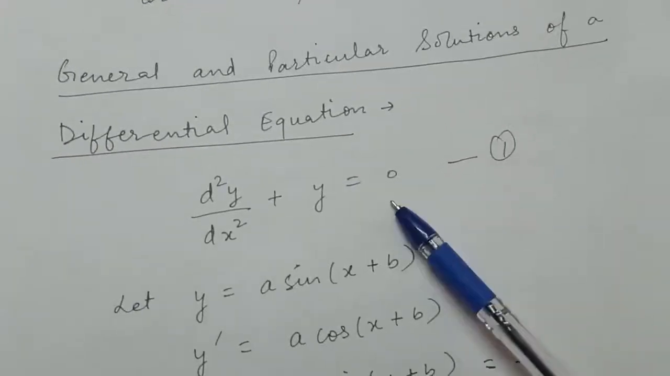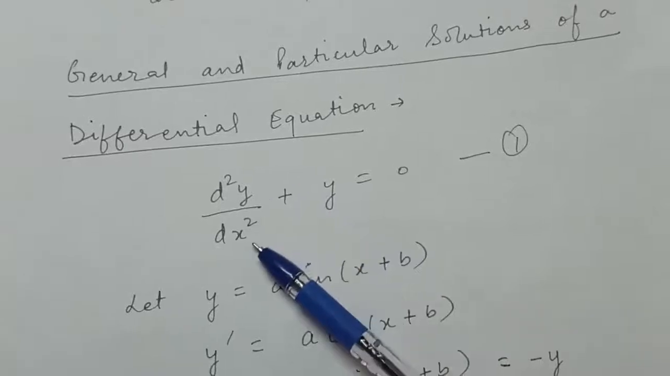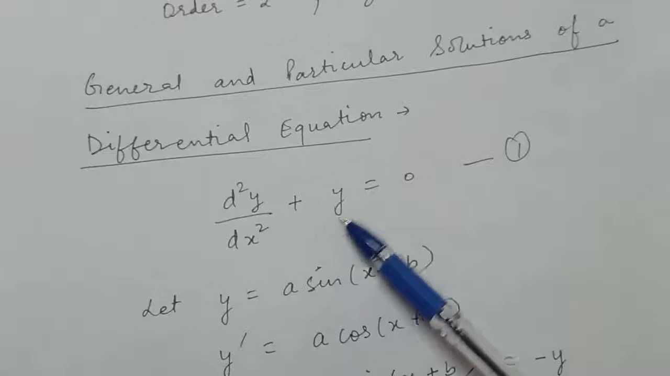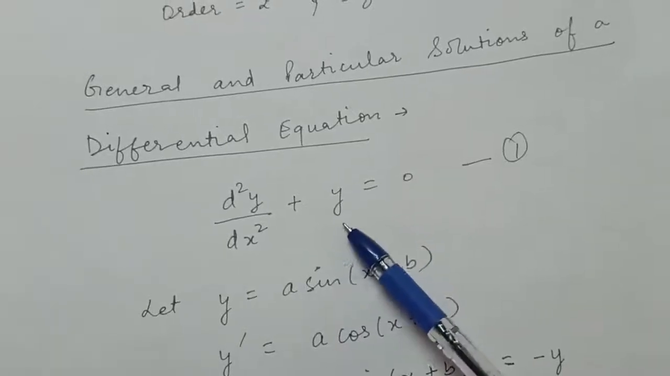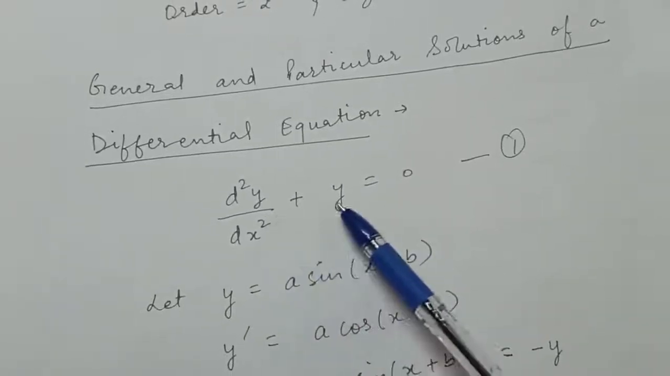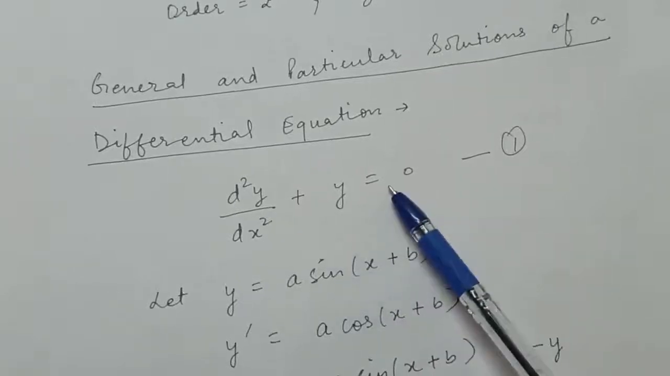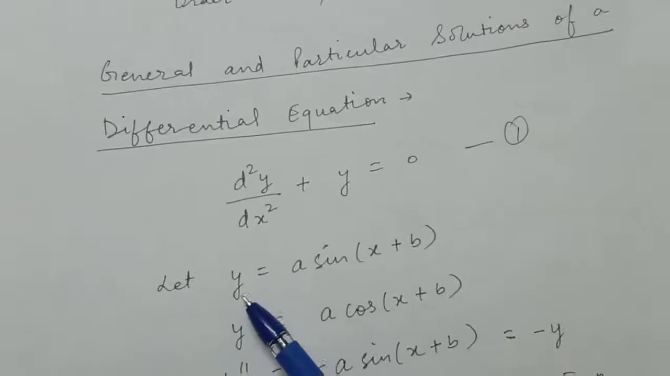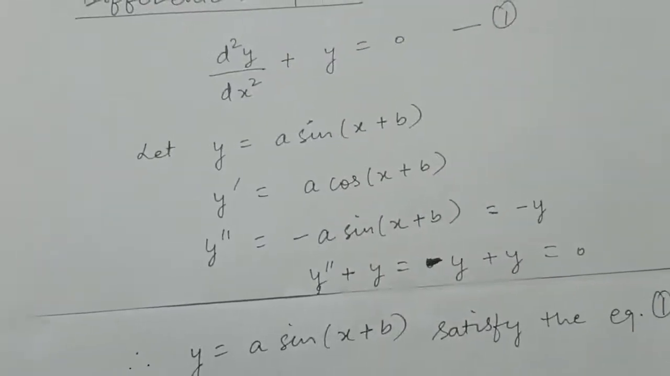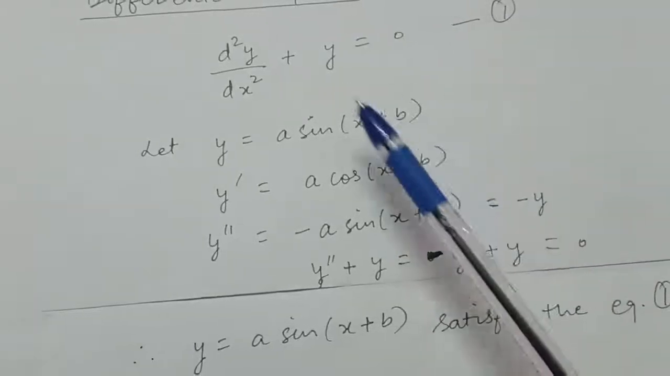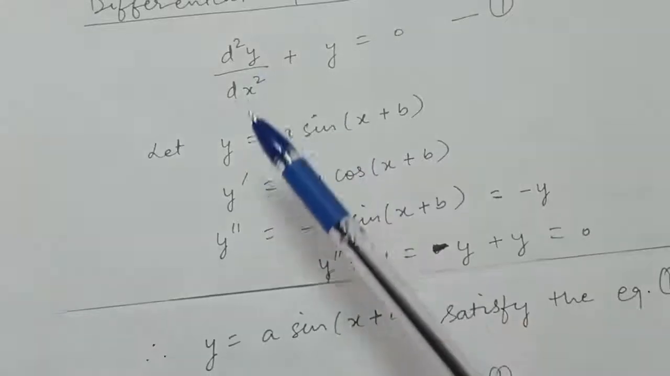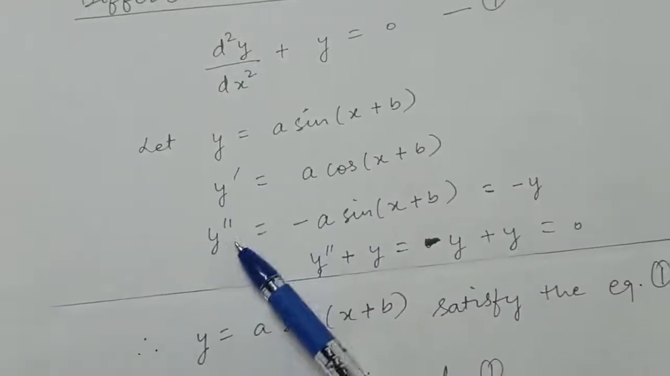Suppose this differential equation is given to us: d square y upon dx square plus y equal to 0. Now the value of y, or we can say the function y, which will satisfy this differential equation will be the solution of this differential equation, right? Now I let this y as equal to a into sine x plus b. So in this differential equation double derivative of y is present. Therefore we will first find y dash and then y double dash.